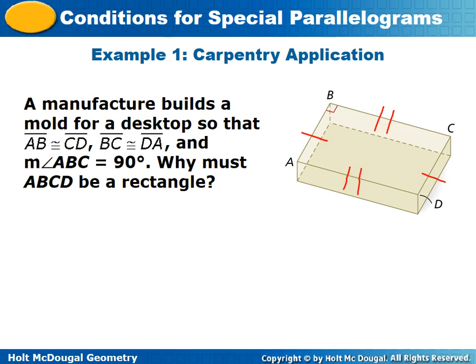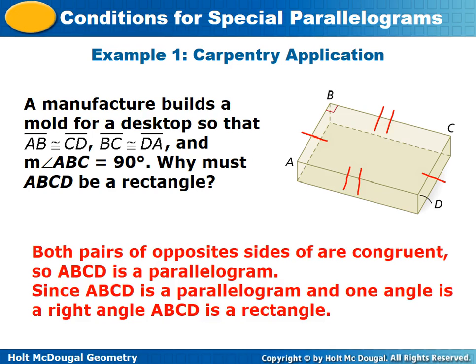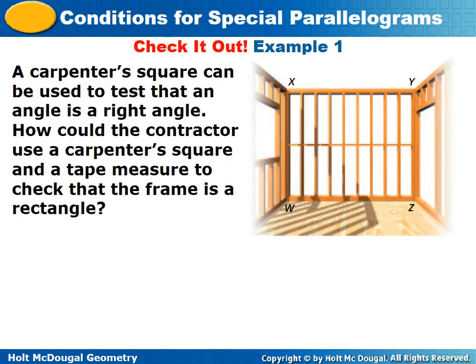Notice those are opposite sides, and if the opposite sides are congruent, then I can say this is a parallelogram, right? And what we just learned was since ABCD is a parallelogram and one angle is a right angle, ABCD is a rectangle. If you need to write this down, go ahead and pause the video and then come back to me when you're done.